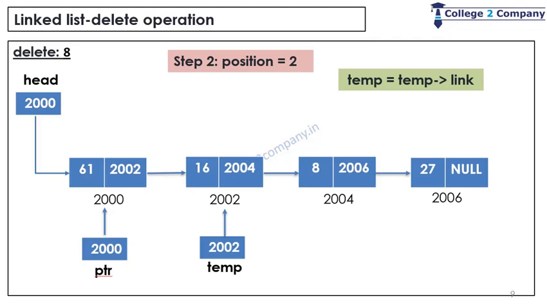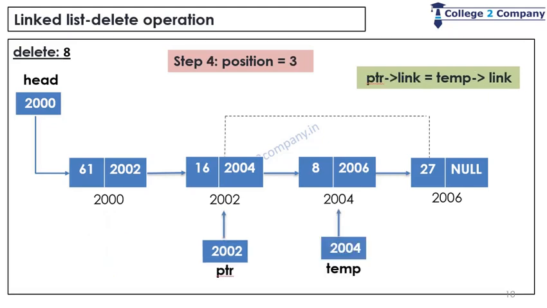Now temp was pointing to the first node. Its link value is 2002. Now it will move to the next node by taking its link value. Now temp is pointing to the second node. We repeat the same step. Now temp is pointing to the third node. We need to break the link between the second node and the fourth node, which is the third node's link. We need to delete the third node from the list.